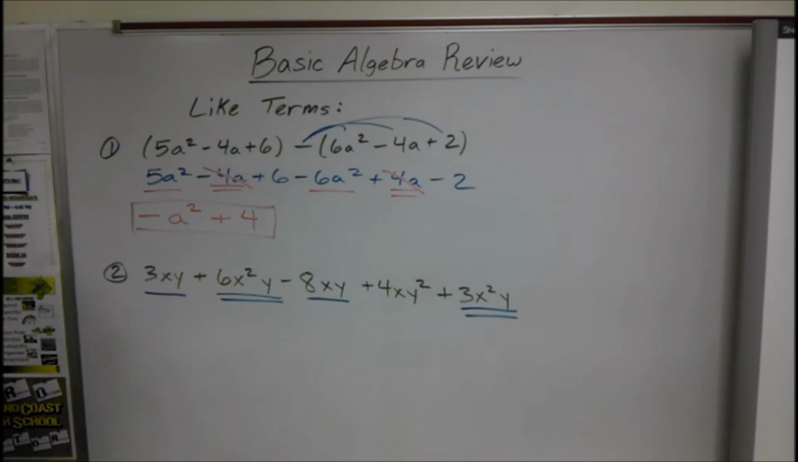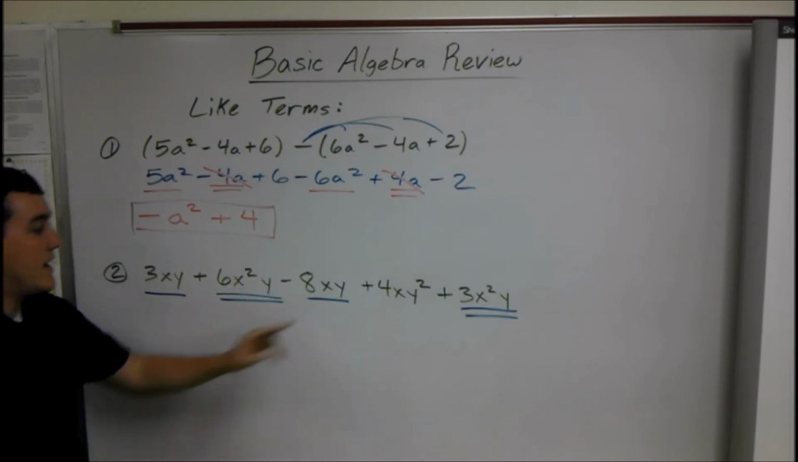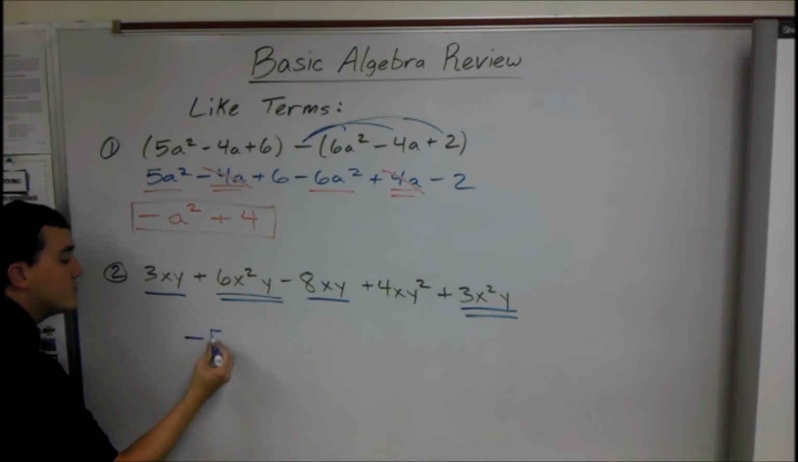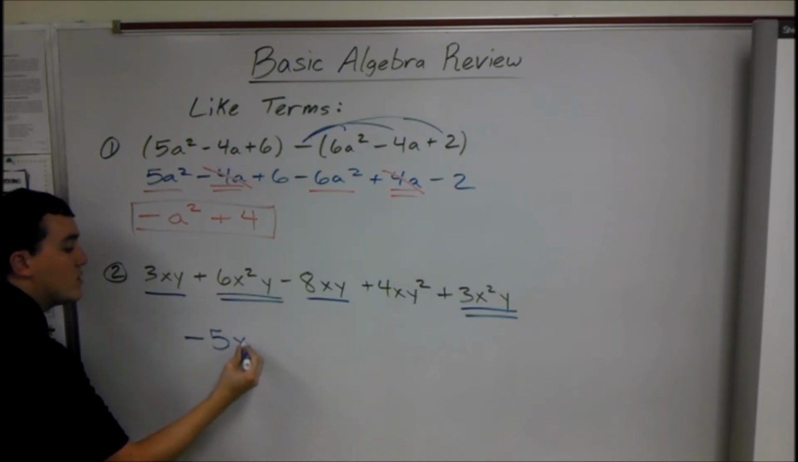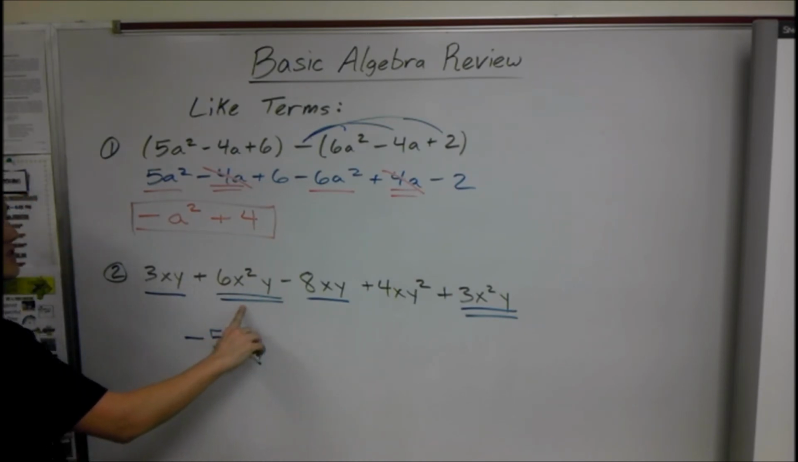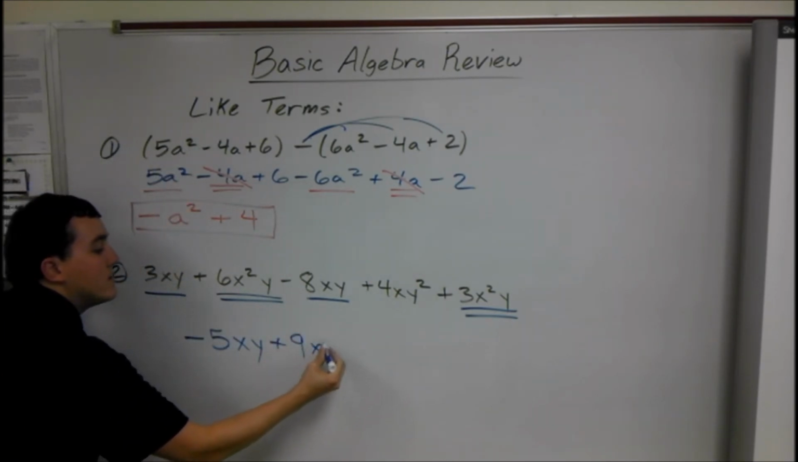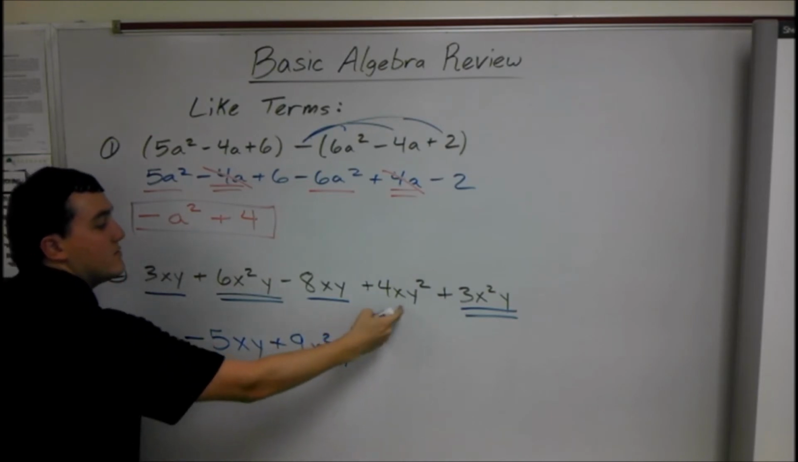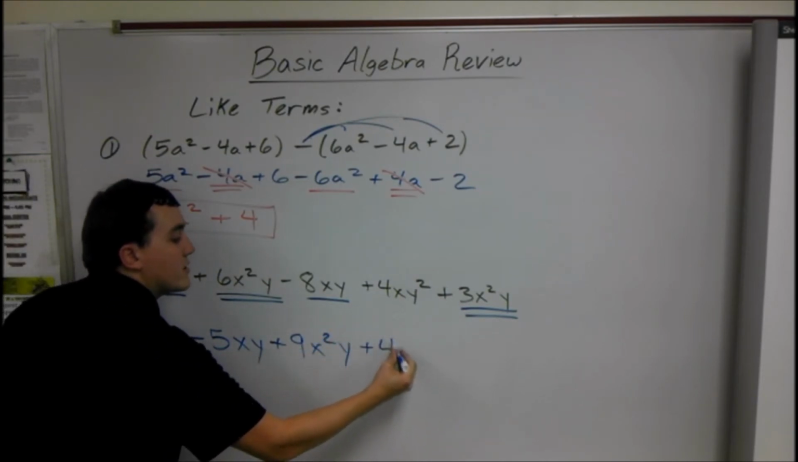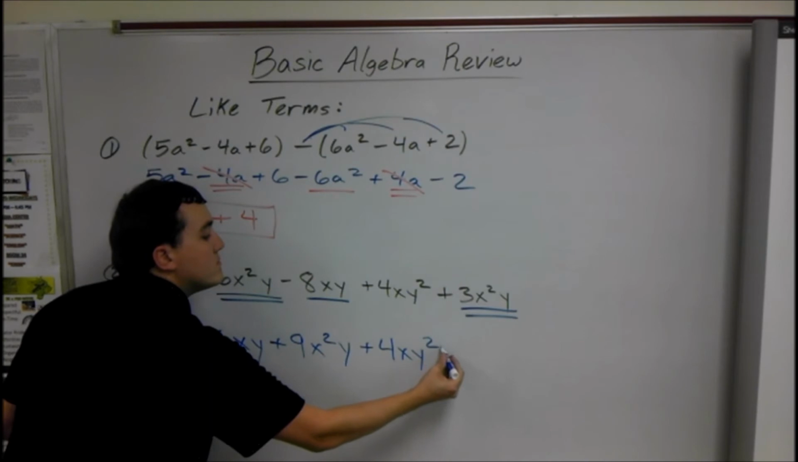So add any like terms you have. We have 3xy minus 8xy. That's negative 5. 3 minus 8 is negative 5xy. 6x squared y plus 3x squared y is 9x squared y. And then that we just drop down because there's nothing we can do with it.